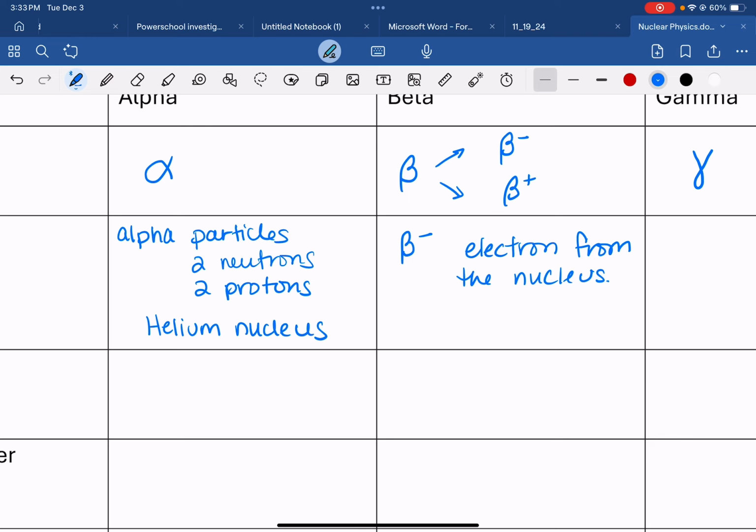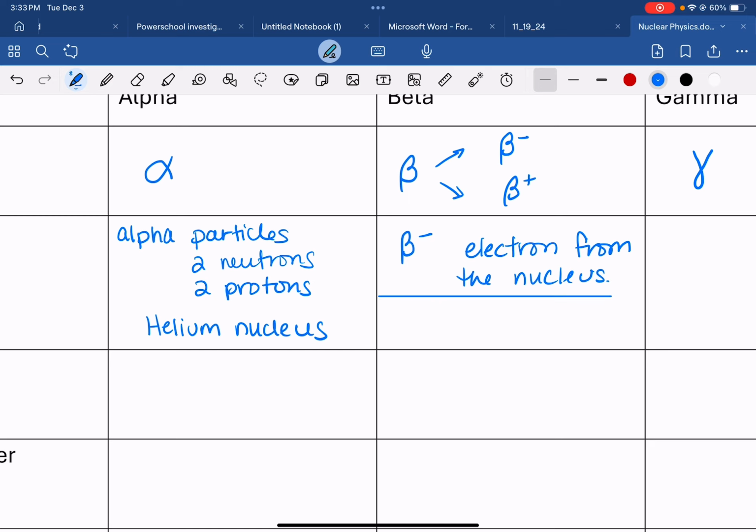Like, well, wait a minute, there's no electrons in the nucleus. Yes, if we have something undergo a transformation, we have a neutron that busts into a proton, an antineutrino, and then an electron. So that's where that comes from.